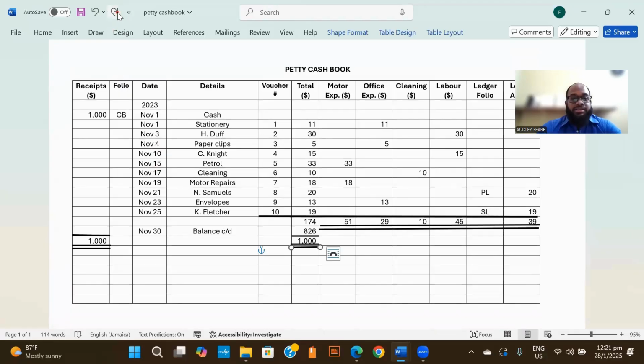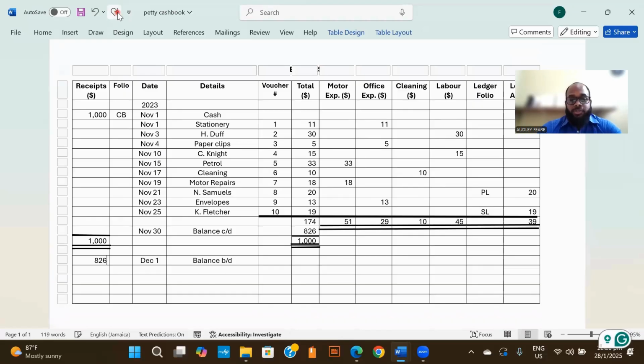All right, same balance carried down. You have to have a balance brought down. And balance brought down is the first day of the next month. And it is also 826 because the balance brought down total is the same amount as the balance carried down total. It tells how much is left after we have spent money from the petty cash book. And we only spent 174 from the petty cash float, that is.